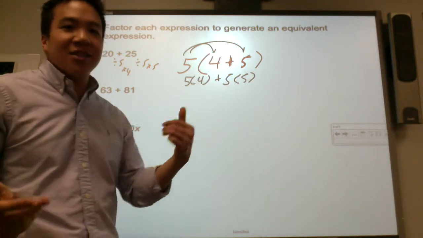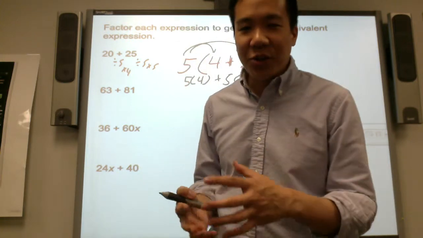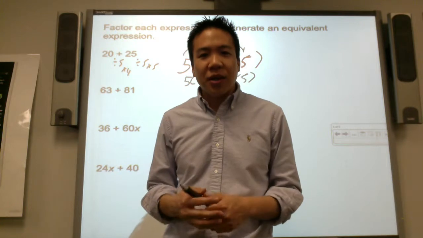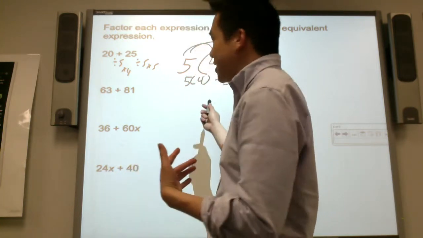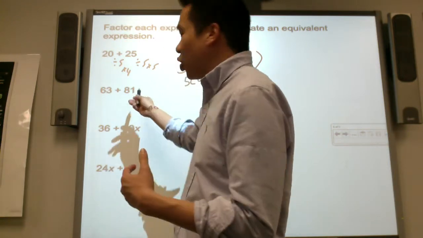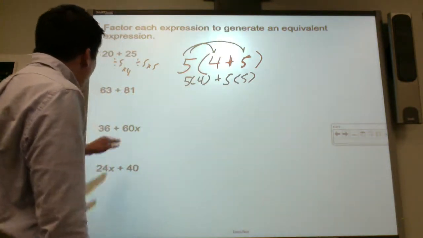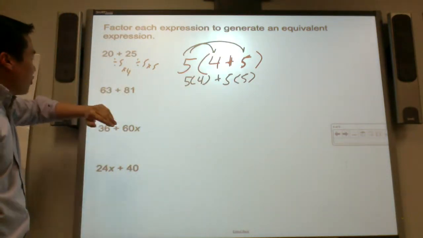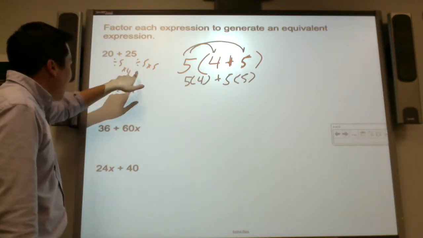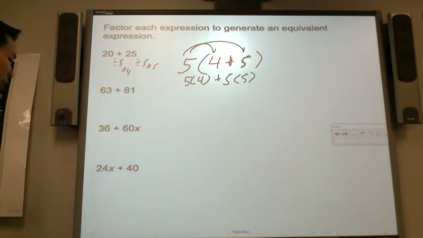It's funny, this is almost like the FOIL method. If any of your parents are saying, oh, I remember FOIL, this is what I learned in algebra. This is like an algebra lesson. You're factoring out. What is the greatest number that you can divide this expression by? So, what can I divide 20 and 25 by? Both numbers by 5. And that's why I got 5 groups of 4. And what do I have left? 5 groups of 5. Next one, 63 and 81.